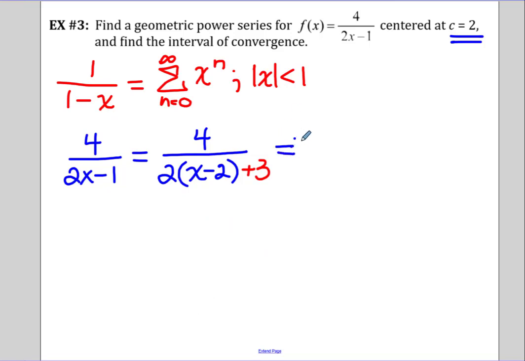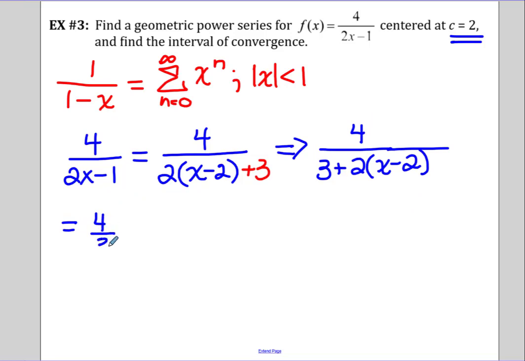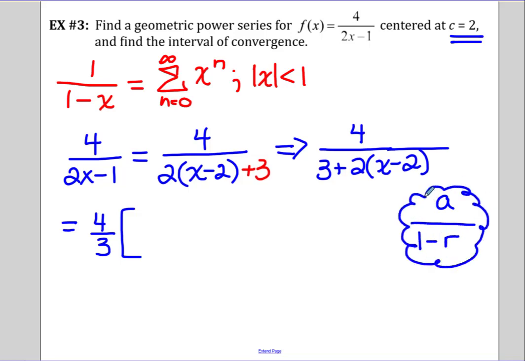Then rewriting that so that it's in the right format, we want 3 plus 2 times the quantity x minus 2. And I want to factor out 4/3. By factoring out 4/3, we're going to get it in that form where we have an a value and then 1 minus r. So I'm looking for this form, trying to recreate that form.